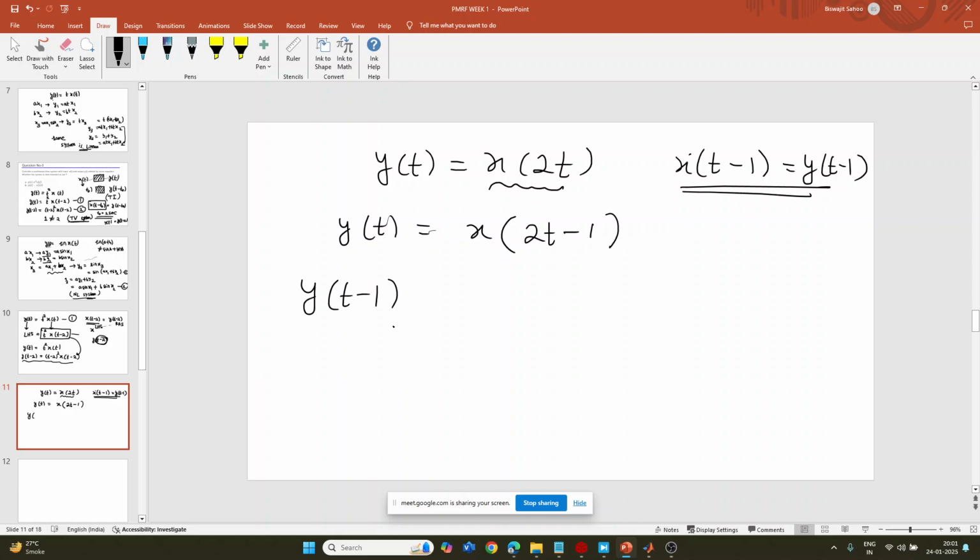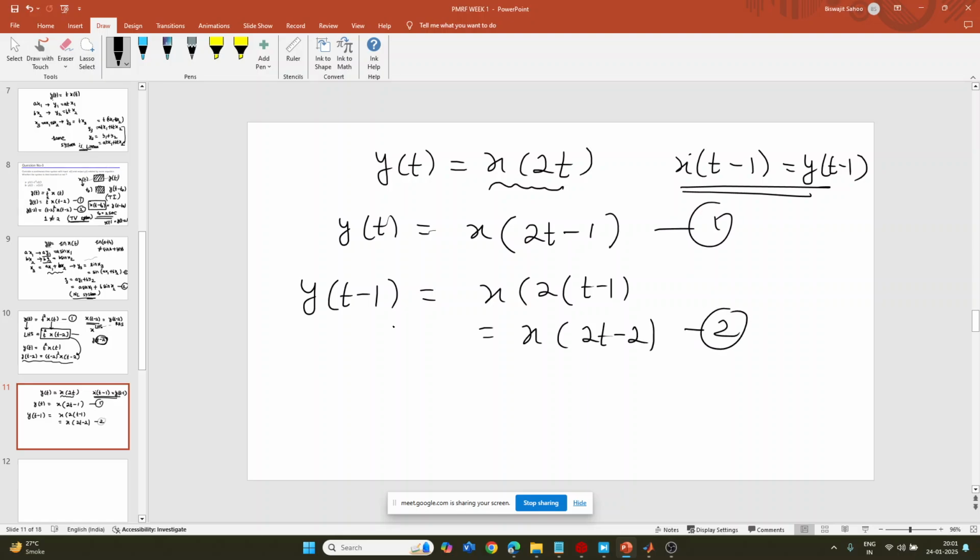Output delay is how much? In x of 2t, wherever t is there, you have to replace it with t minus 1. So that's why this is x of 2t minus 2. So this equation and these equations are not equal. Again, it is a time variant system. If these two equations are not equal, then it is time variant. If these two equations are equal, then it is a time invariant system. Got my point?